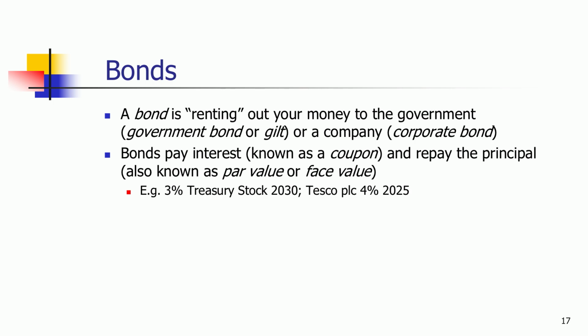For example, you can have a government bond, which is 3% treasury stock 2030. What this means is they're going to pay interest of 3% every year and pay you everything back in 2030. This is known as the maturity date of a bond. That's when the government is going to pay you the money back. Or you could have a corporate bond where you're lending the money to Tesco, where here, this Tesco bond of 4% in 2025, Tesco is paying you 4% interest every year and will pay you back everything in 2025.